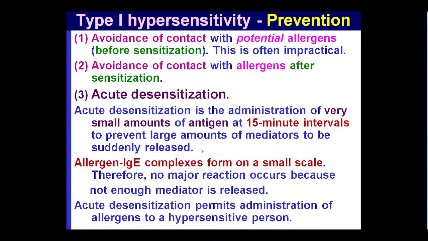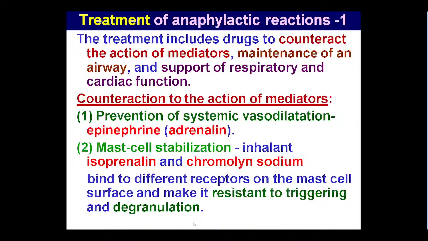It means the whole dose of the allergen that you have to give to the patient is divided into many small portions, and they are injected at regular intervals. Allergen-immunoglobulin E complexes form on a small scale in this case. Therefore, no major reaction occurs because not enough mediators are released. Acute desensitization permits administration of allergen to hypersensitized persons.